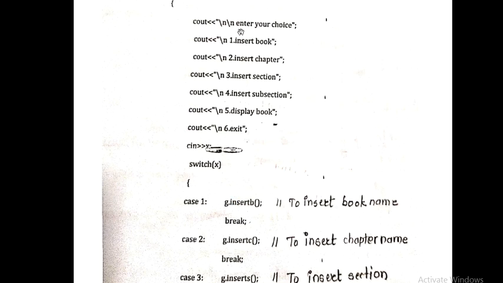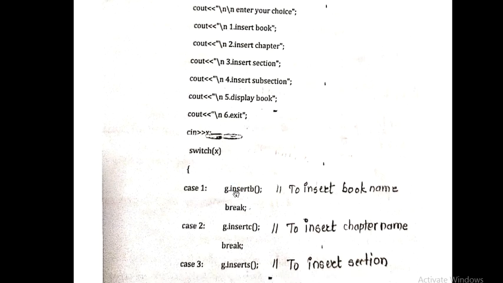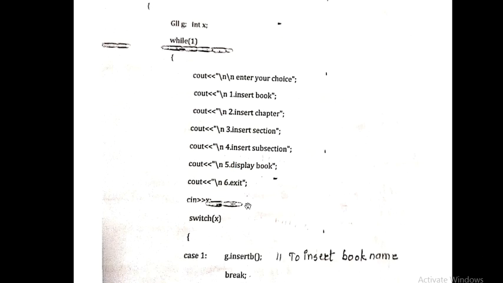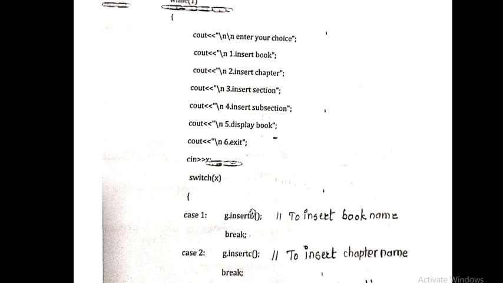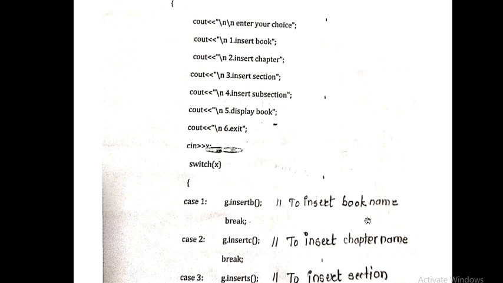So case 1 stands for insert book. So definitely in case 1 we are going to call the function insert b, where b stands for book, right? How are we going to call the function? By using the object of that class. Which class? The GLL class, because we have declared the insert b function in the GLL class. So it is a member of the GLL class. How do we access a member of any class? By creating its object. So we have created the object g, and by g dot insert b, in this way we access the member function of the class GLL. Now this function we are calling to insert the book name.